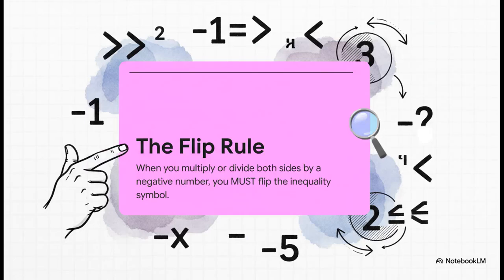And here it is, the flip rule. When you multiply or divide both sides of an inequality by a negative number, you must flip the direction of the inequality symbol.